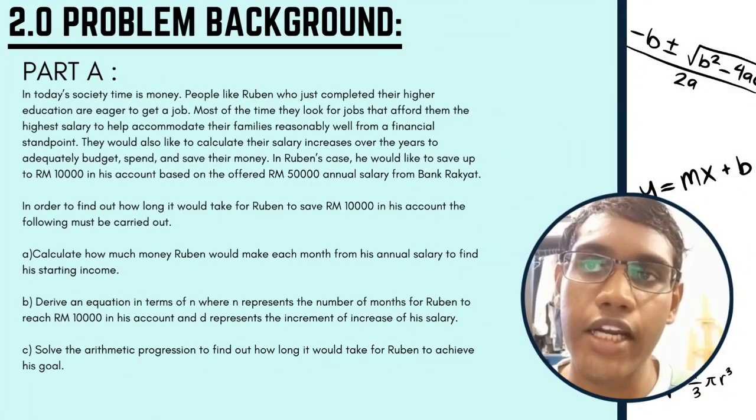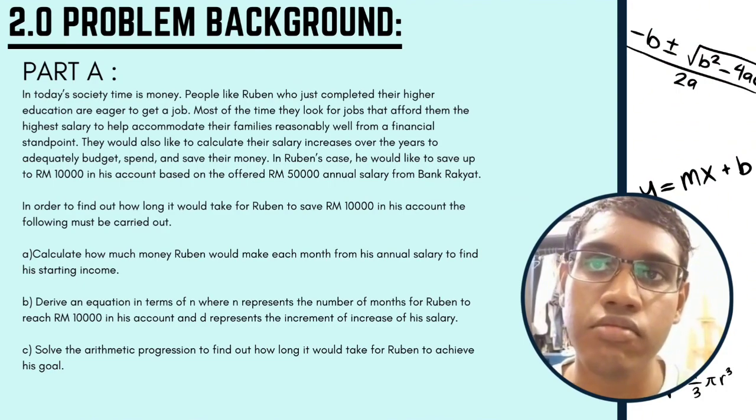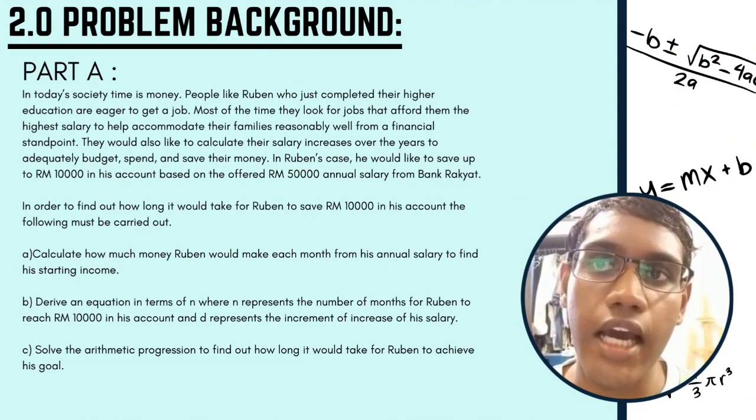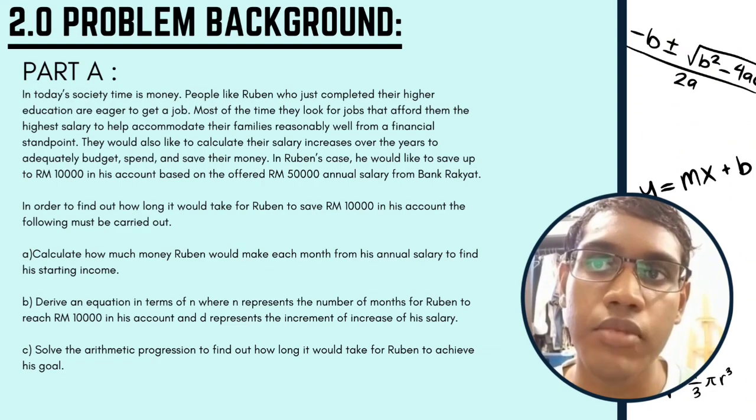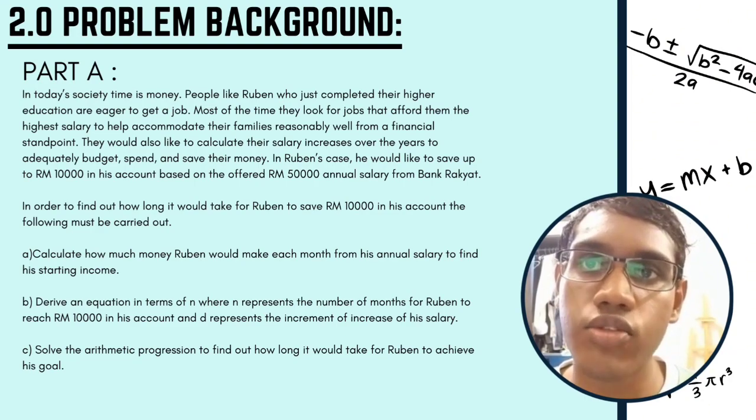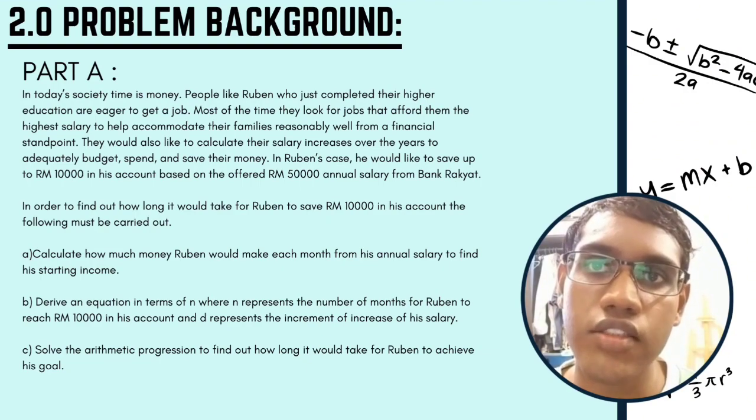2.0 Problem Background. Part A, Question 1. In today's society, time is money. People like Ruben, who just completed their higher education, are eager to get a job. Most of the time, they look for jobs that can afford them the highest salary to help accommodate their families reasonably well from a financial standpoint. They would also like to calculate their salary increases over the years to adequately budget, spend, and save their money.